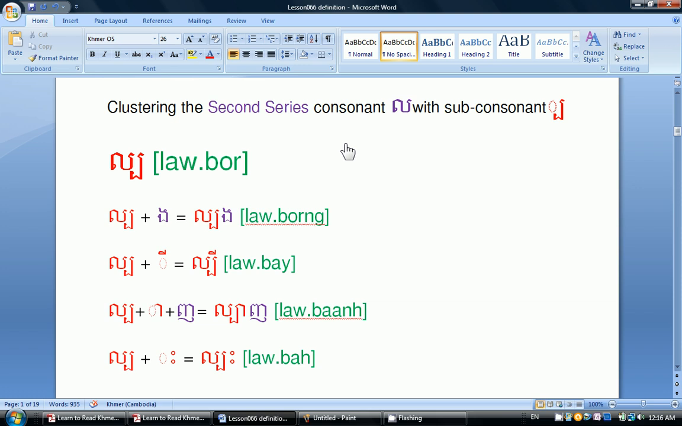Clustering the second series consonant law with subconsonant ba. Subconsonant ba is a first series subconsonant. Its clusters also follow the first series consonant.